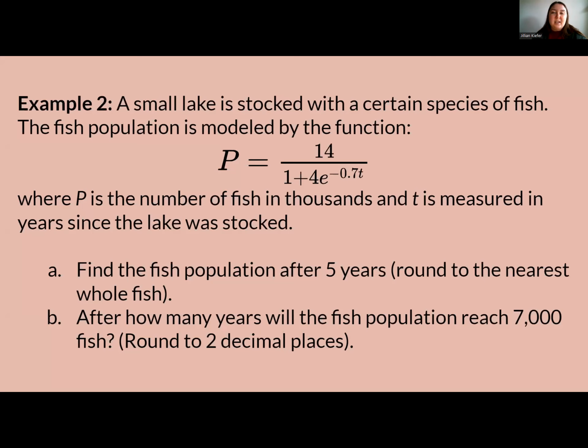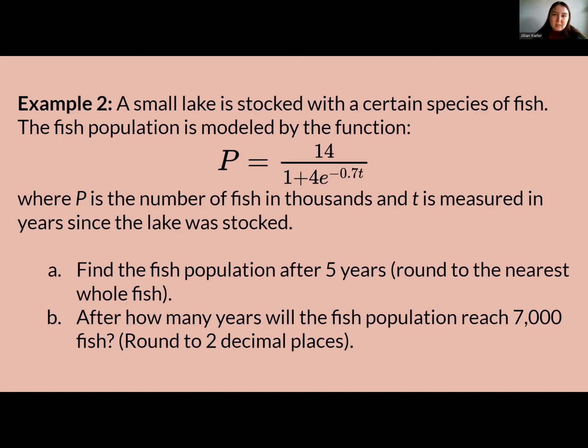So example 2: a small lake is stocked with a certain species of fish. The fish population is modeled by the function P equals 14 divided by 1 plus 4 times e to the power of negative 0.7t. P is the number of fish in thousands. That is an important fact. And t is measured in years since the lake was stocked. So A, find the fish population after 5 years and round to the nearest whole fish. And B, after how many years will the fish population reach 2,000 fish? Round your answer to 2 decimal places.